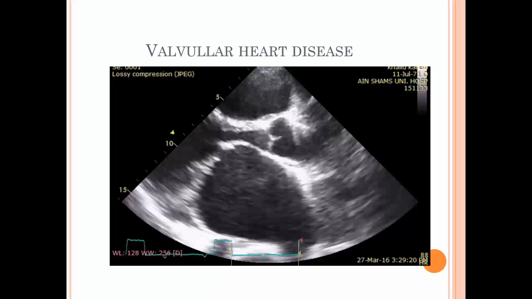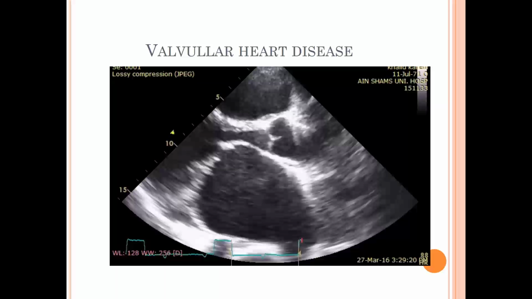Apparently, the left ventricular functions are normal. We could not comment on the calcification of the mitral valve because the gains were not decreased to their minimum, so that we can see only the calcification. So I cannot comment from here on the calcification.